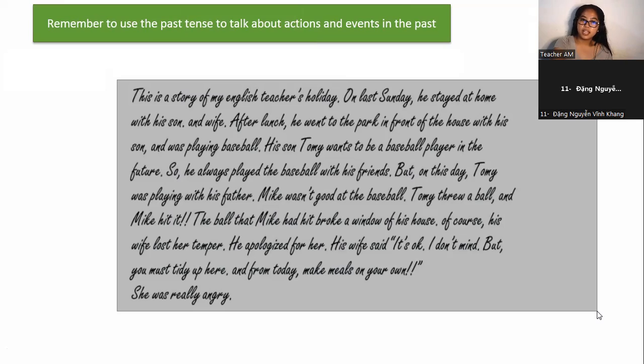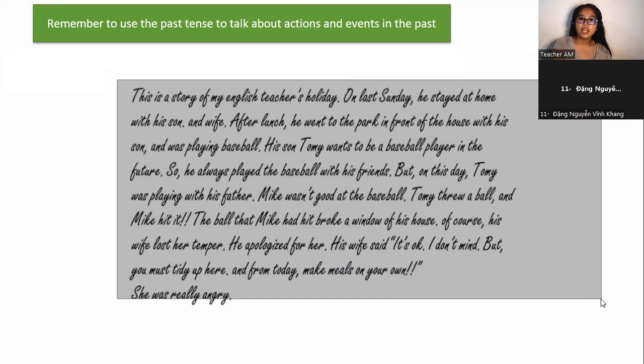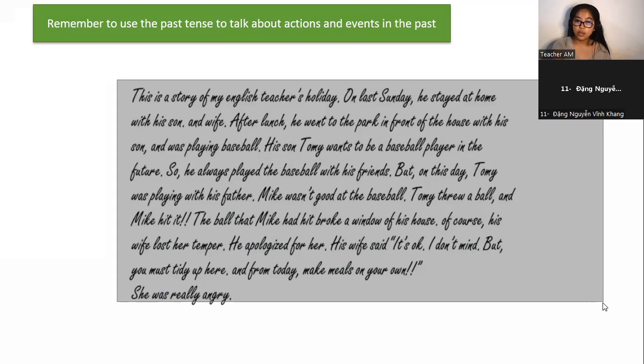This is a story of my English teacher's holiday. Last Sunday, he stayed at home with his son and wife. After lunch, he went to the park in front of the house with his son and was playing baseball. His son Tommy wants to be a baseball player in the future, so he always played baseball with his friends. But on this day, Tommy was playing with his father. Mike wasn't good at baseball. Tommy threw a ball and Mike hit it. The ball that Mike had hit broke a window of his house.